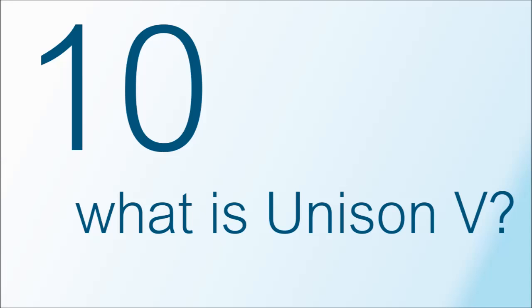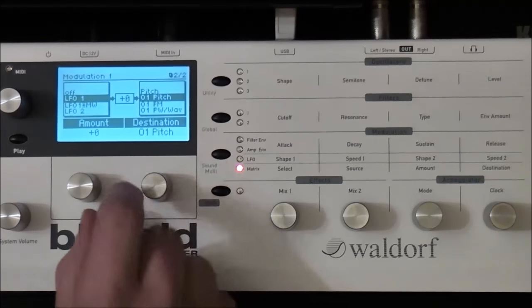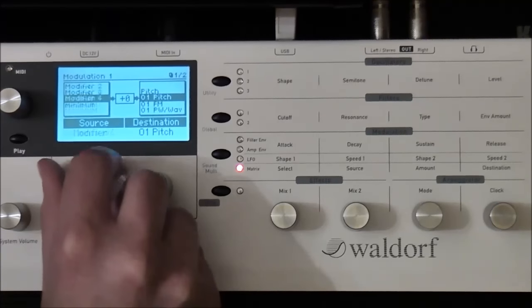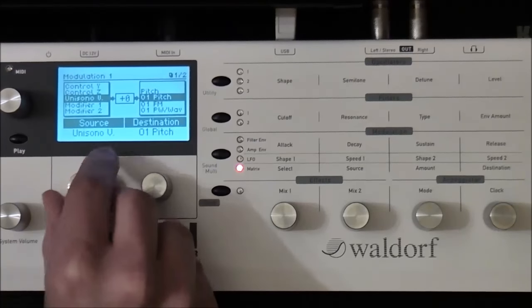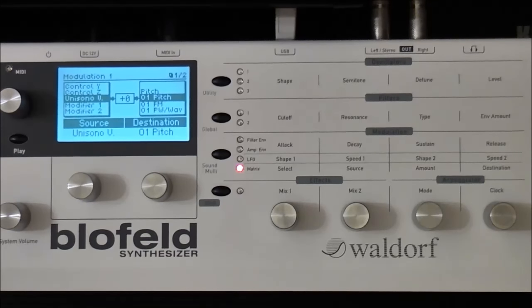10. What is Unison V? Maybe you saw the modulation source Unison V and tried some modulations with it, but nothing happened. To understand what it does, you have to realize that this is not a typical modulation source. It allows different settings for each layer of a unison voice. So it just works when you enable unison. Applying this source to filter cutoff makes each unison layer have a different cutoff setting. But the best way of using this source is the filter panorama destination. Listen to this with headphones and the sun will rise.